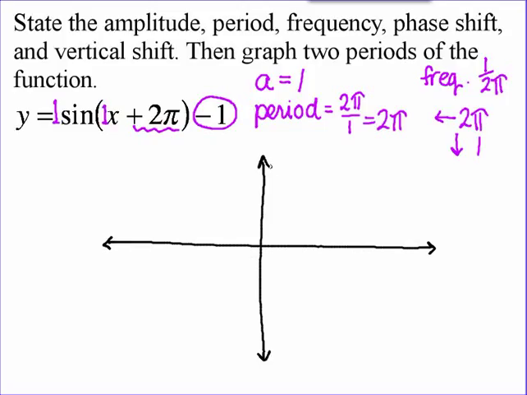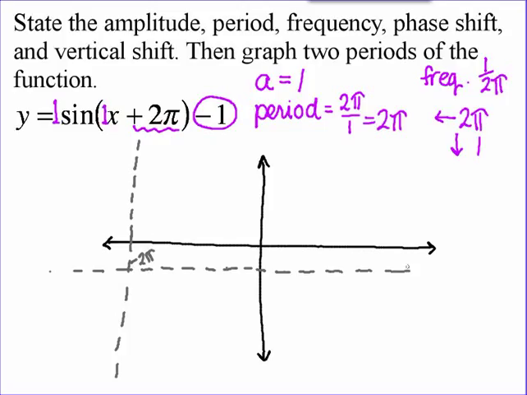The first thing I need to do is shift to the left. How far? 2 pi. So I'm going to go all the way over here. Here's negative 2 pi, and this is going to be my new y-axis. Where else am I going to shift? Down 1. So I'm going down here to negative 1. So there are my new axes right there.